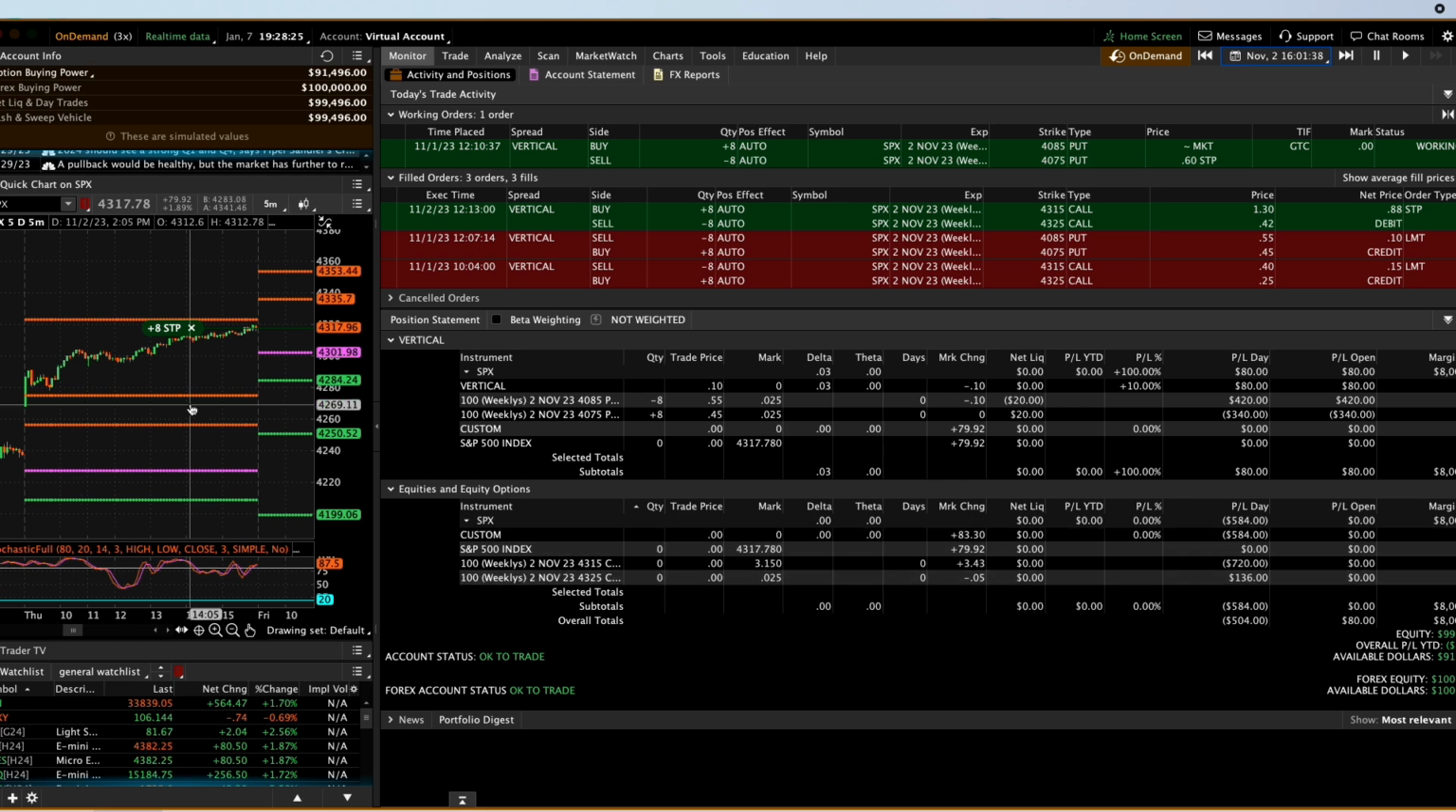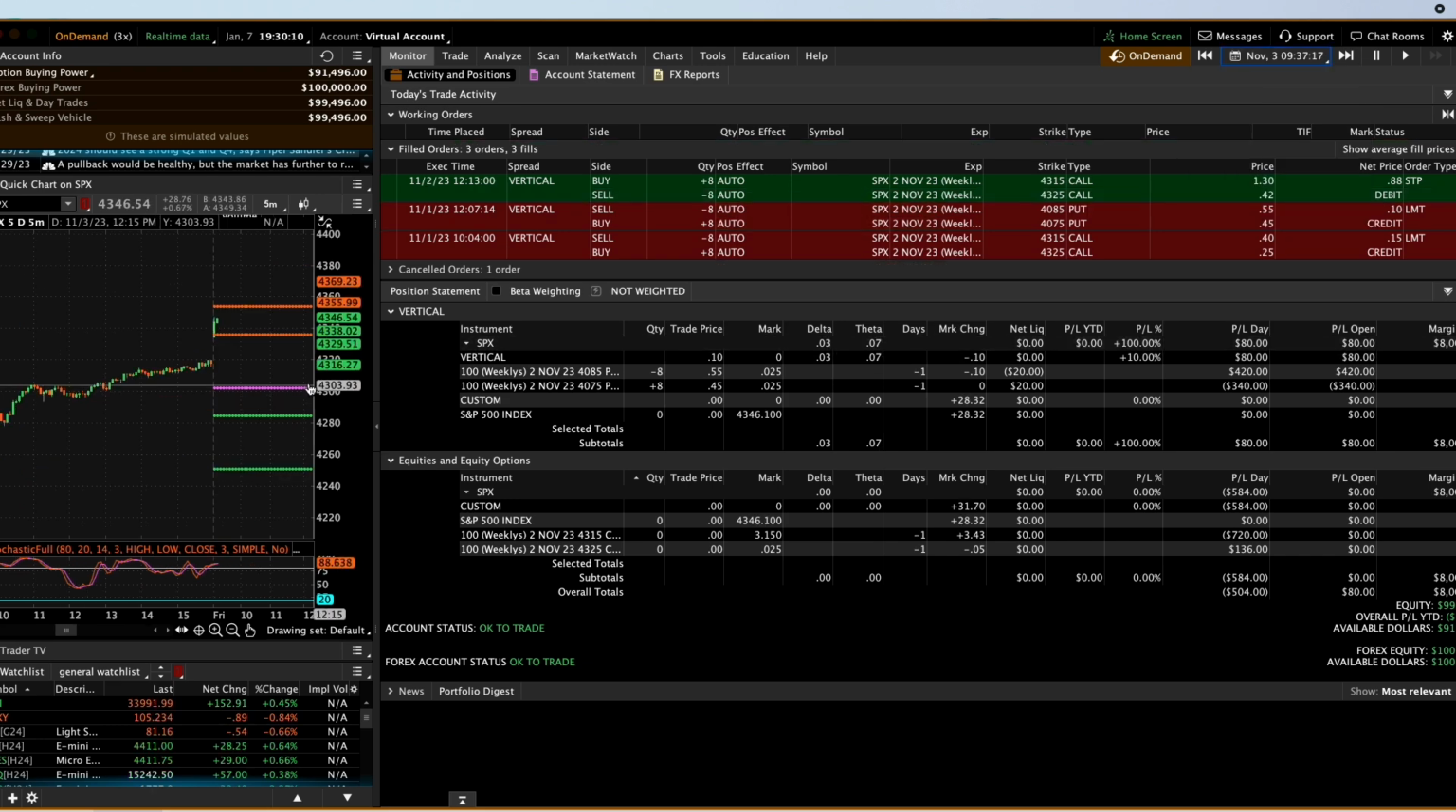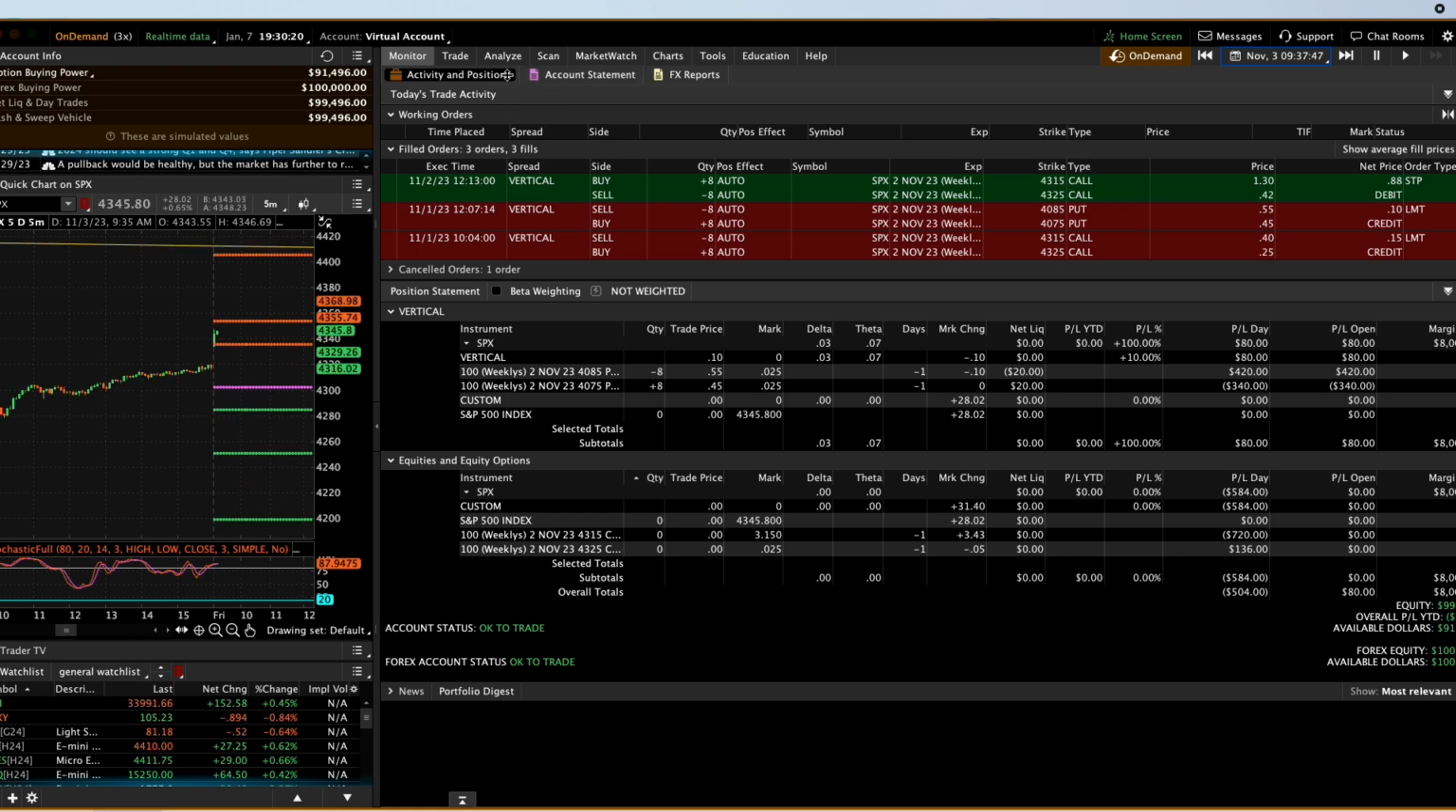So let's see if we can recover. I didn't put on a new trade this particular day, but let's see if we can get into the next day and actually recover from that loss. So let's rewind this. Fast forward into the next day, we can see the market gapped up yet again. And it looks like it wants to be another gap and go. So let's check out where we are and what we want to do.